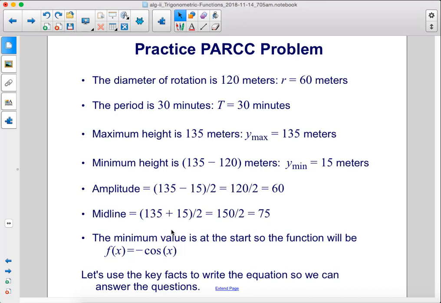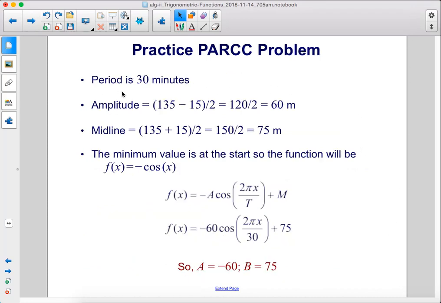The midline is going to be (135 plus 15) divided by 2, so that is 75. The minimum value is at the start, so the function will be f of x equals negative cosine x. Let's use the key facts to write the equation so we can answer the questions. We know the period is 30 minutes, the amplitude is 60 meters, and the midline is 75 meters. Because the minimum value is at the start, the function will be a negative cosine wave.